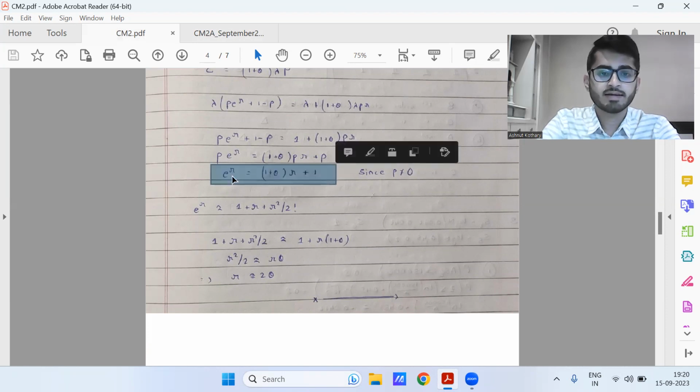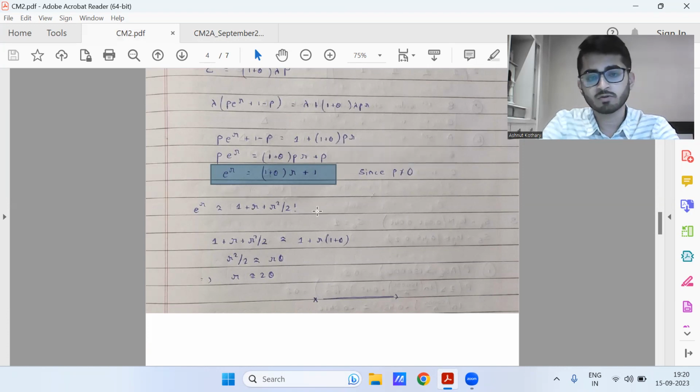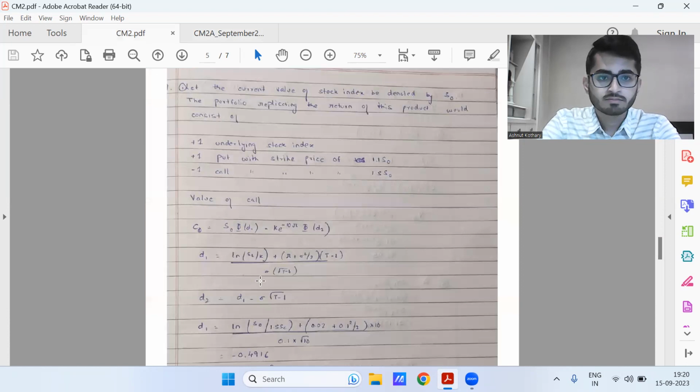Then I can expand e to the power r as 1 plus r plus r square by 2, and then there will be terms of r cube by 3 factorial, and so on. The question is clearly stating to ignore the higher powers, so we can approximate e to the power r by these three terms. Once you substitute, you solve it, and again using the fact that r is not equal to 0, r comes out to be approximately 2 theta.